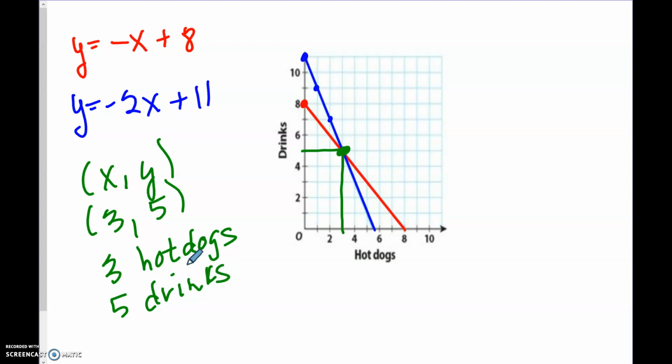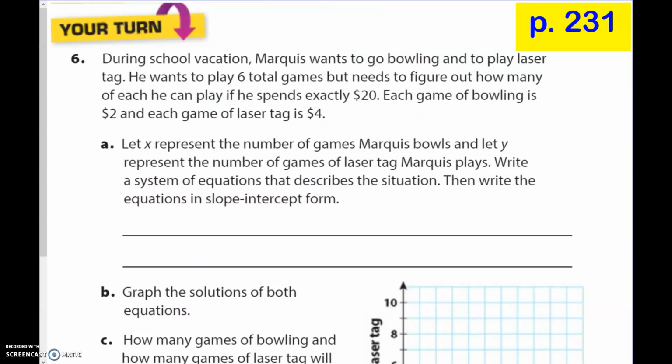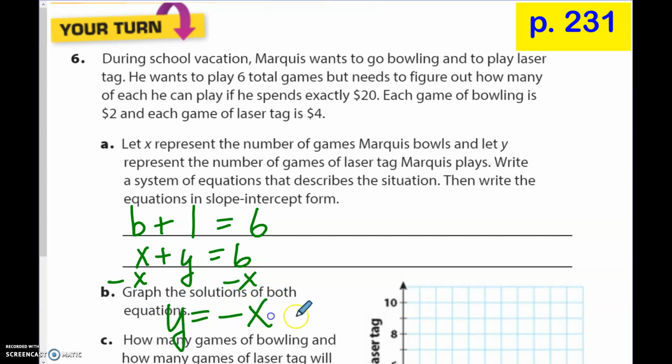Okay, let's see if we can get another one in before I run out of time. All right, during school vacation, Marquis wants to go bowling and play laser tag. He wants to play a total of 6 games. So he wants to bowl and play laser tag, and that's going to be a total of 6 games. So let's just do x plus y equals 6. Well, we know to graph this, we have to get y by itself. So I'm going to subtract x from both sides. So I get y equals minus x plus 6.